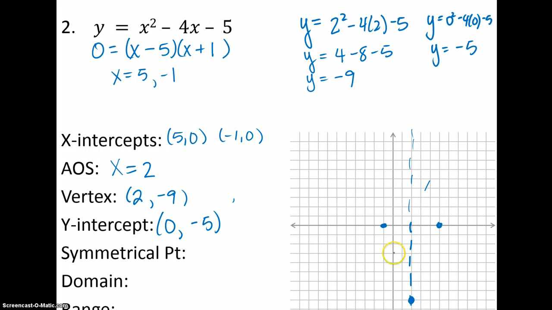So I go down 2, 3, 4, 5. Notice that that y-intercept is 2 spaces away from the axis of symmetry. So the symmetry point would be over here at 4, negative 5. And there you go. I've got 5 wonderful points. I'm going to go ahead and connect the dots. My domain is all real numbers, and my range is y is greater than or equal to negative 9.